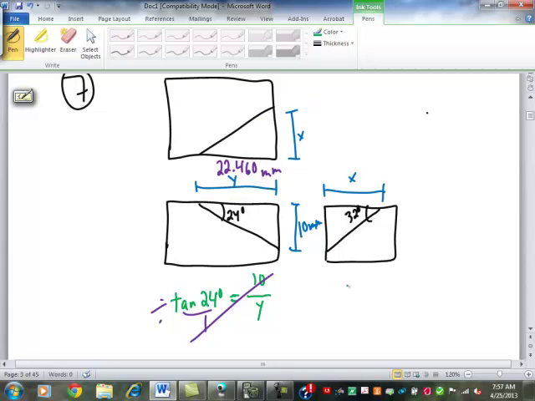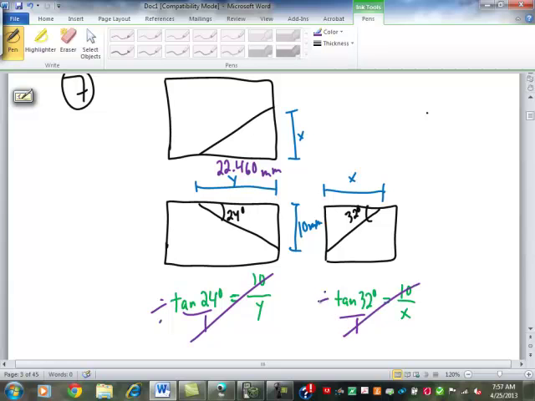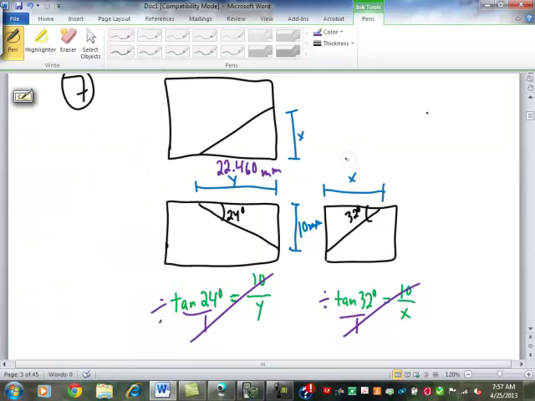Over here now to find X. Tangent of 32 degrees equals 10 over X. Good. So I put this over 1, cross multiply and divide. So it's 10 divided by tangent of 32, which is 16.003, good.